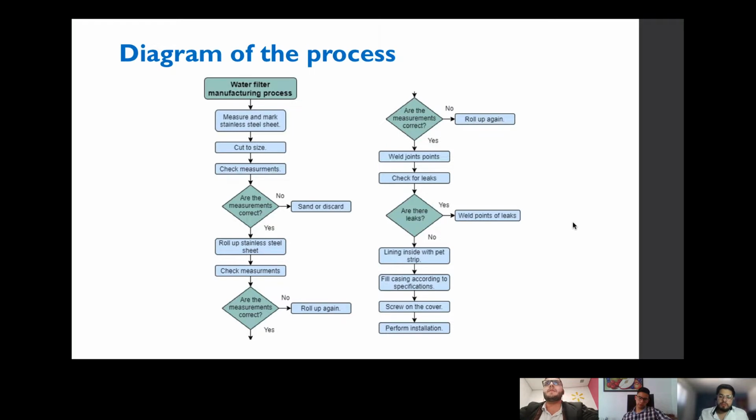It's taken on the principal operations. This is Nepo Water Solutions. And weld the joint points and check for leaks. Are there any leaks? If yes, weld the points of the leaks again. The next is lining, and then side wide the phase 3. The next is fill casing according to the specifications. The next is screw on the cover. Finishing on the performed installation.